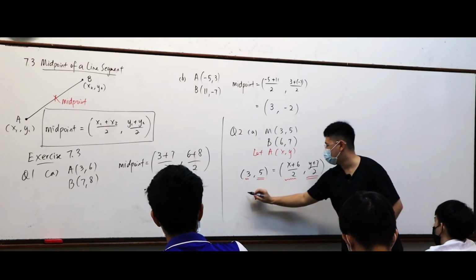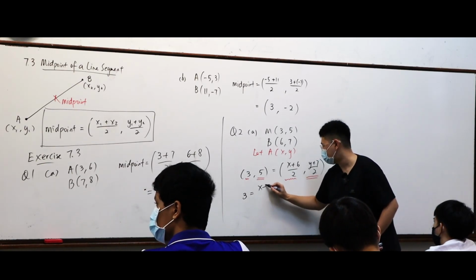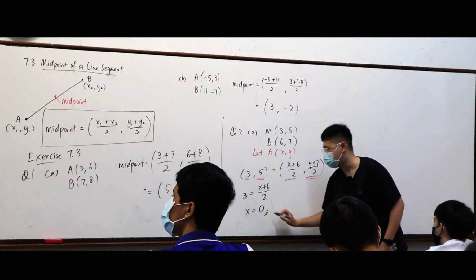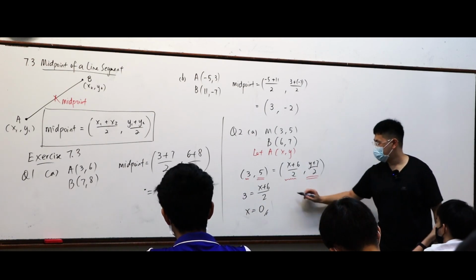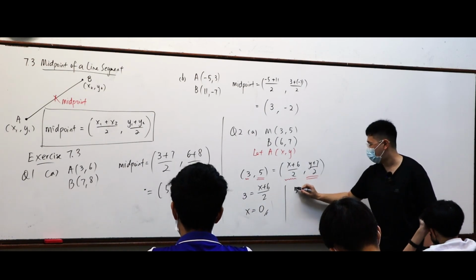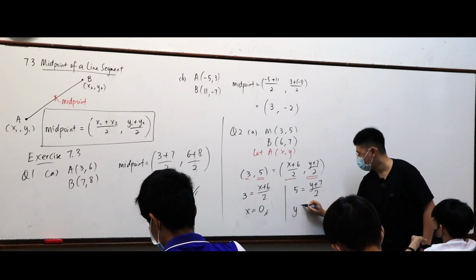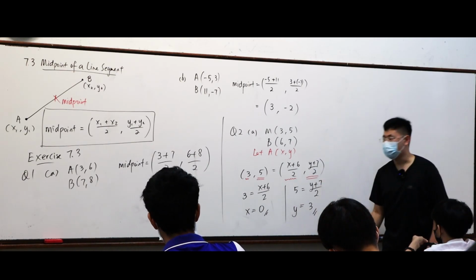So the X value over here: 3 is equal to (X plus 6) over 2. You can solve for X, X will be equal to 0. At the same time, you can look at the Y coordinate: 5 is equal to (Y plus 7) over 2. Solving for Y, Y is going to be equal to 3.